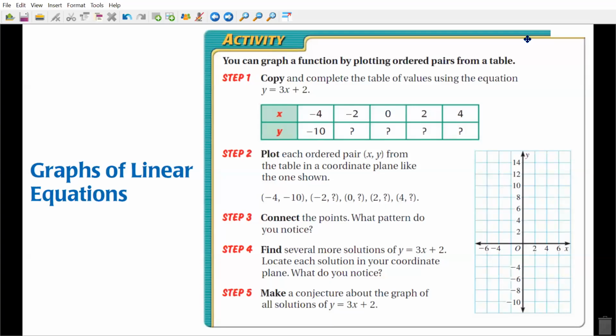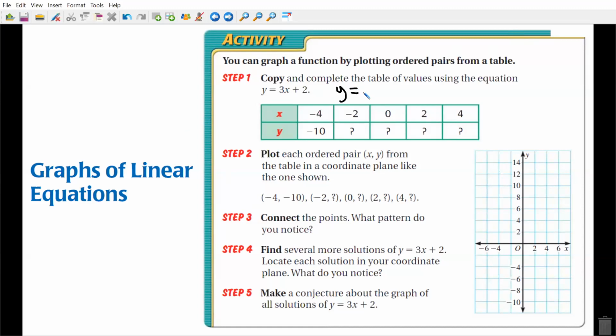Step 1, copy and complete the table of values if the equation is y equals 3x plus 2. Very good. 3x plus 2, guys. So what you're going to be doing is replacing the same thing we did last week. Remember? But now my equation is going to be 3x plus 2. What happens when I replace my x with a negative 4?